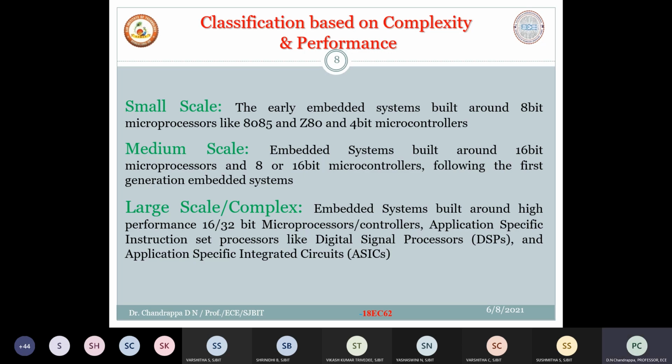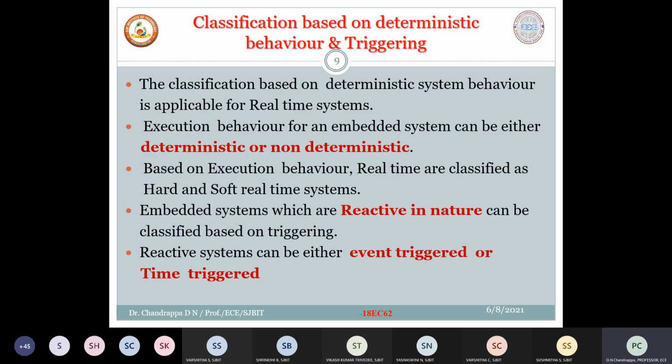So I'll come to another classification; the last two classifications are there. One is called classification based on the deterministic behaviors, and another one is classification based on the triggering. Within this slide only, I'm going to discuss these two. First, I'm going to explain the deterministic behavior.